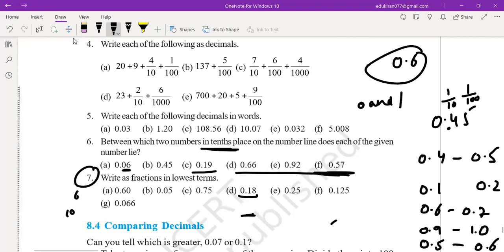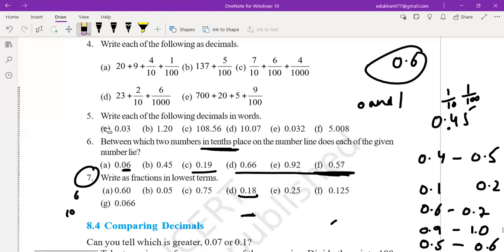First, Manisha will tell me because it's Manisha's birthday. So Manisha will tell me what we have to do in this question. First we have to convert it into a fraction, and then we have to convert it into the lowest form. Abu Bakr, same? Yes.